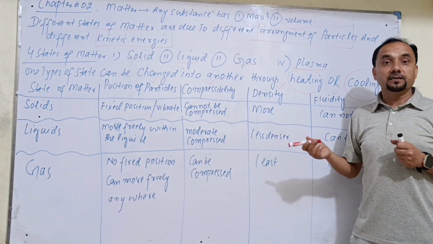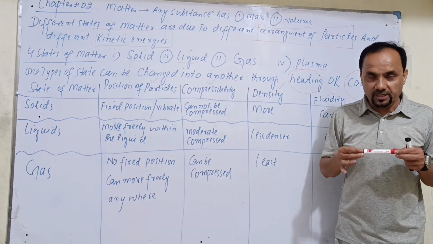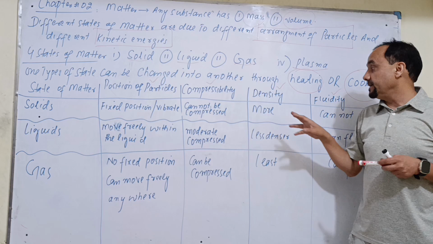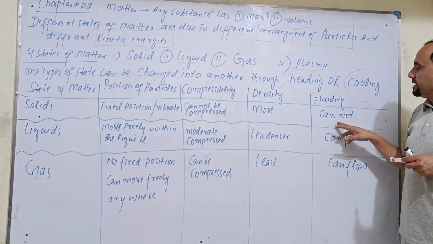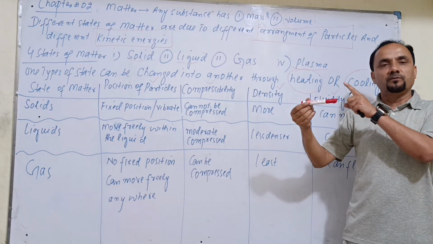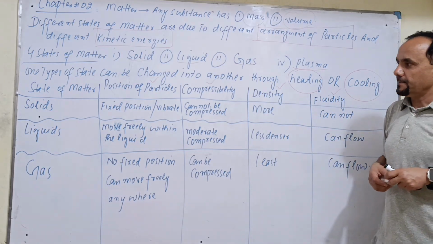Density: solids are very highly dense because the particles are very close to each other. So when the particles are very close, the density is maximum. Fluidity: solids cannot flow. This marker can't flow from this place to another place. So there is no fluidity.